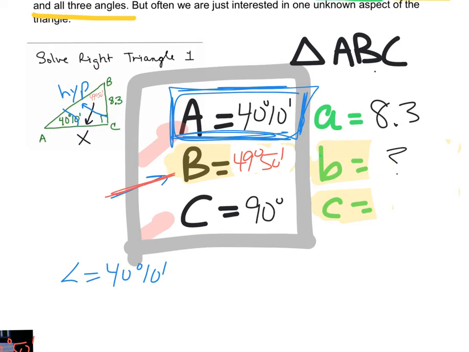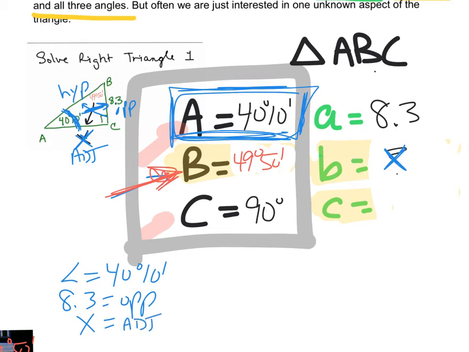You could have made a calculation error finding angle B, and then you're using something that's incorrect to try to find another piece of the triangle. So here my angle is going to be 40°10'. I'm told the 8.3 is opposite that 40 degrees and 10 minutes. And here I'm trying to find x, which is little b, and compared to angle 40 degrees 10 minutes, side x is going to be the adjacent.